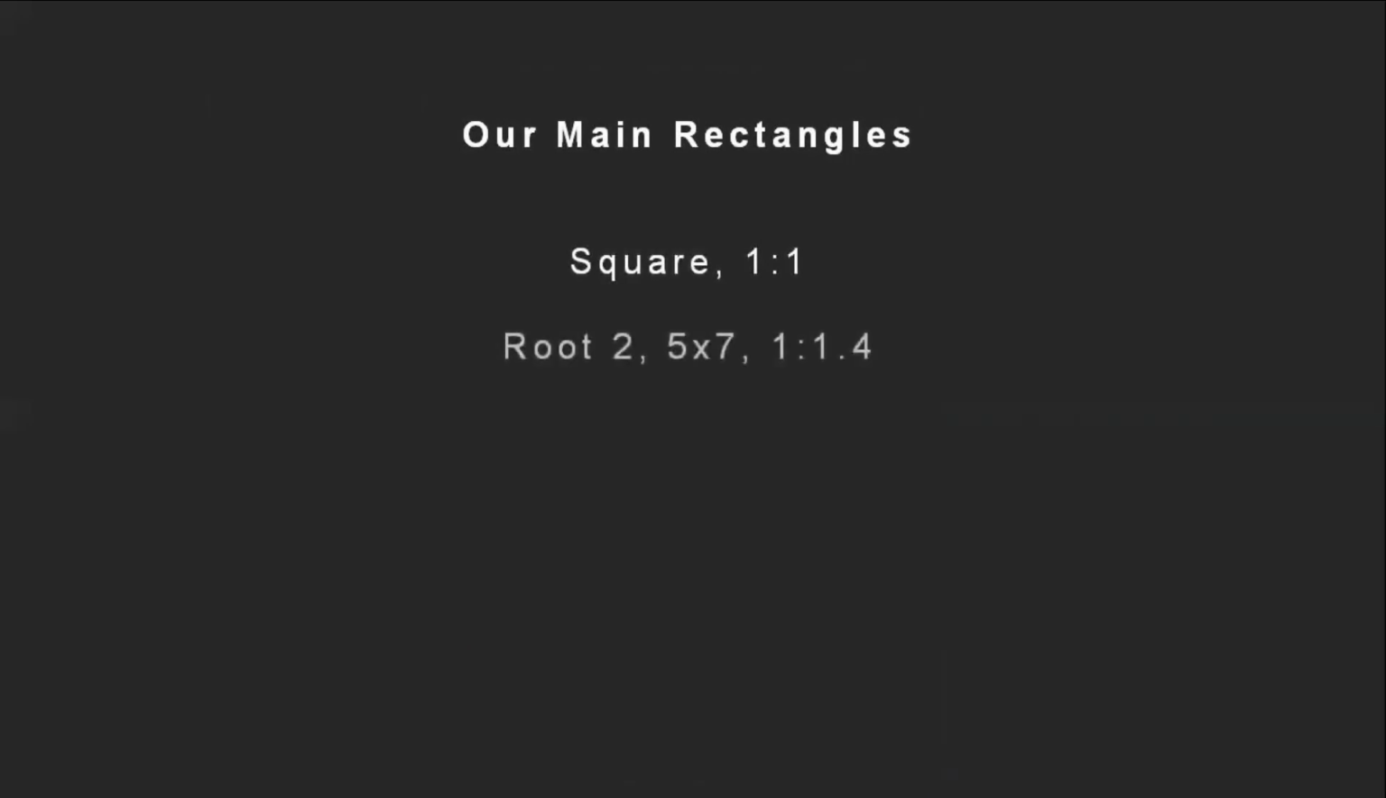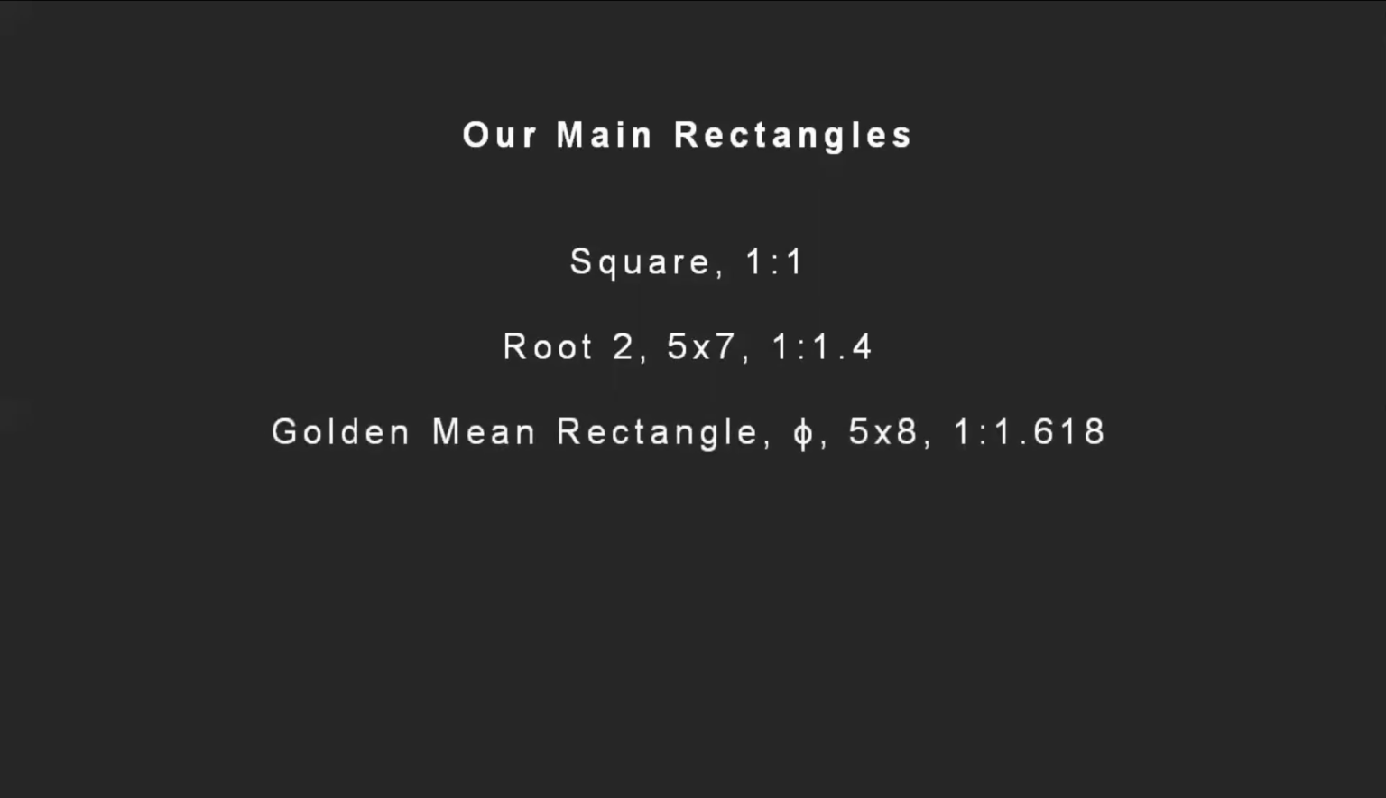We'll also be using the root 2 rectangle, or the 5 by 7, or the 1 to 1.4 rectangle. The golden mean rectangle, or phi, or the 5 by 8, or 1 to 1.618 rectangle. And the tatami, the double square, the 1 to 2 rectangle. These are the 4 rectangles, the 4 formats that we'll be using for the rest of the semester.